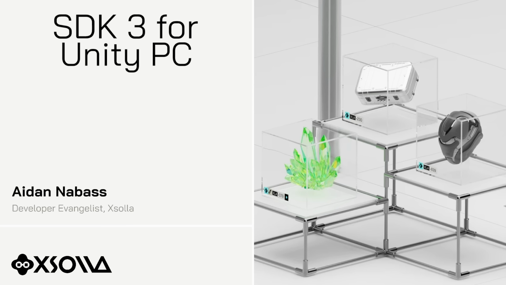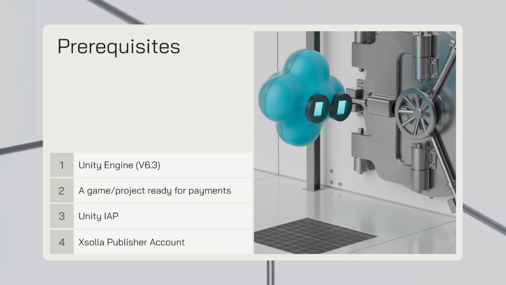Today, we're going to walk through how you can take the Xsolla SDK and integrate it into a Unity project targeting PC. Let's make sure you're set up and ready to follow along. We'll be working with Unity Engine version 6.3 LTS. If you're on a different version, there may be some slight differences, but the integration steps will be the same.